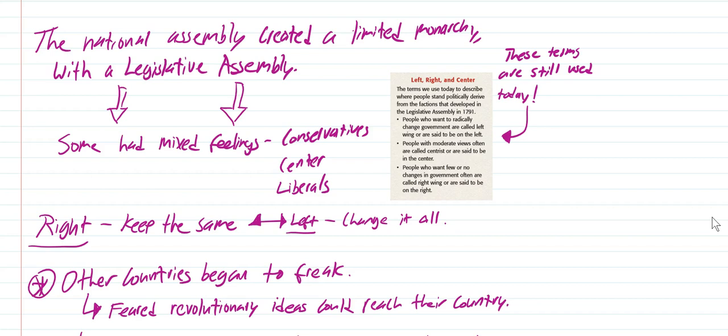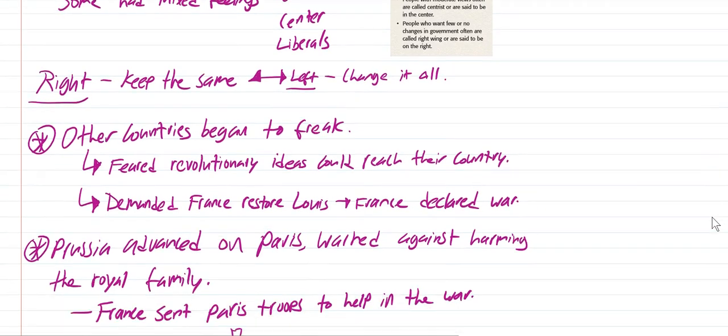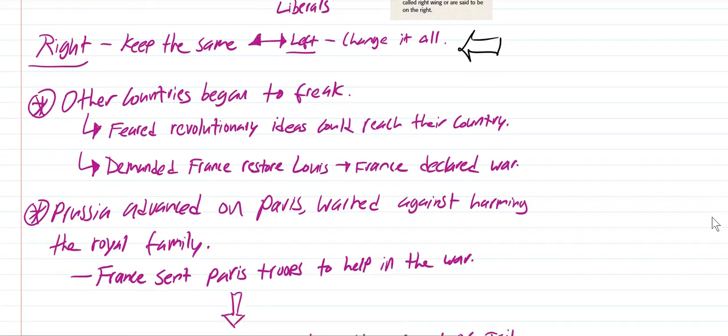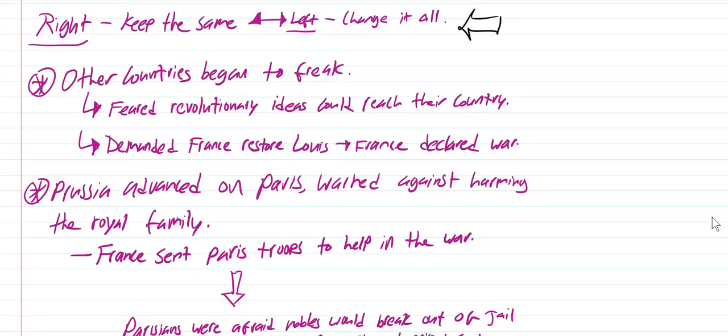Even today, you can see those things in our government when you look at American politics as well as politics abroad. The further right you are, the more you want to keep things the same. The further left, the more you want to change it all. Okay, so other countries began to freak out as well. They feared that revolutionary ideas might reach their country, and that their people may respond very similarly to their absolute rulers. They also demanded that France restore Louis the 16th as the king, and so France preemptively declared war on these other countries neighboring their borders.